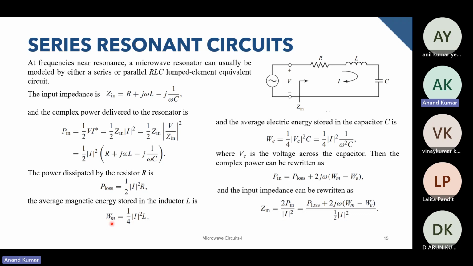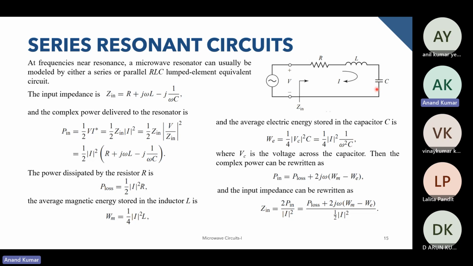So Wm, which can be written as half I square L, is the magnetic energy stored in the inductor, and similarly for the capacitor it is given by 1 by 4 I square 1 by omega square C, where we are writing this Vc as I by omega C. So this is basically the voltage across the capacitor over here.